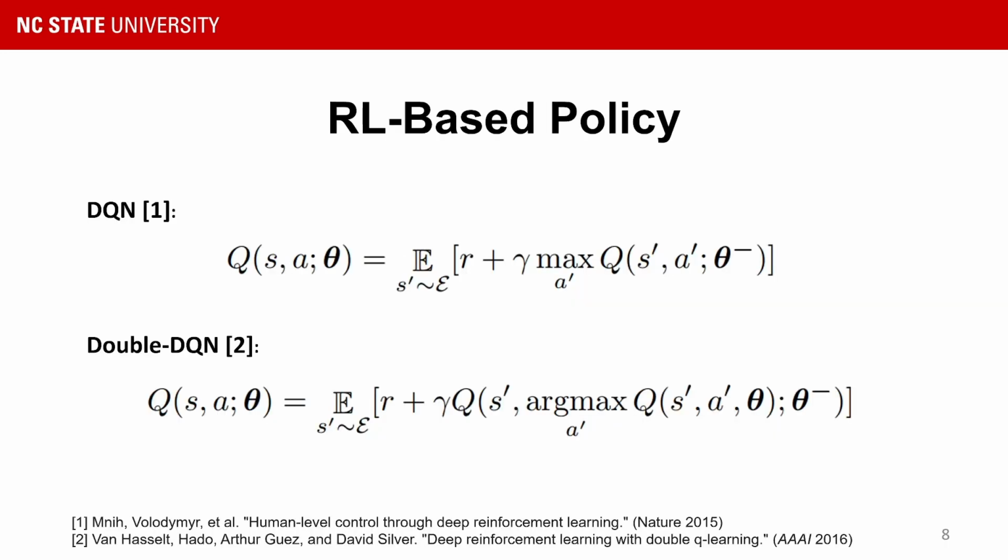For our deep reinforcement learning-based policy, we use the DQN algorithm, with an improved version named double DQN, where the agent will learn the Q value of every state using the Bellman equation, and it will learn to choose the action with the highest expected sum of cumulative rewards.